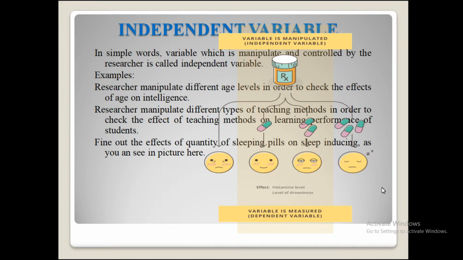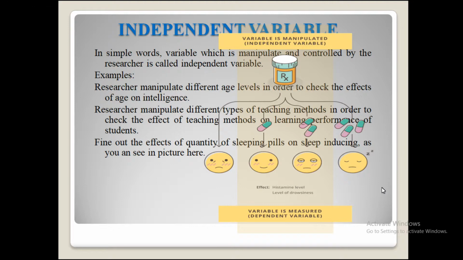researcher took three people who are 20 years old, 30 years old and 40 years old. This is the different level of the IQ. He manipulates, he controls. Who? Researcher. Why? In order to check out the effect of age on intelligence. Either the 20 years old person is more intelligent, either the 30 years old is more intelligent, either the 40 years old person is more intelligent.